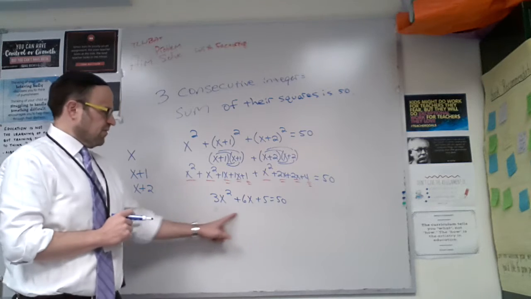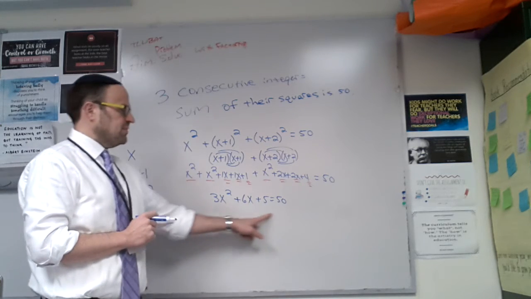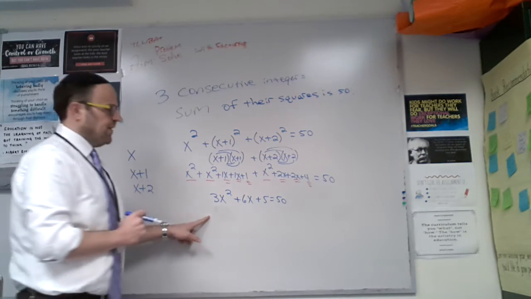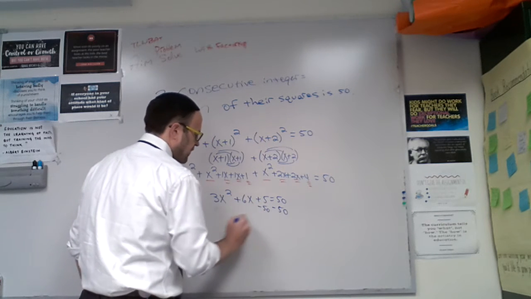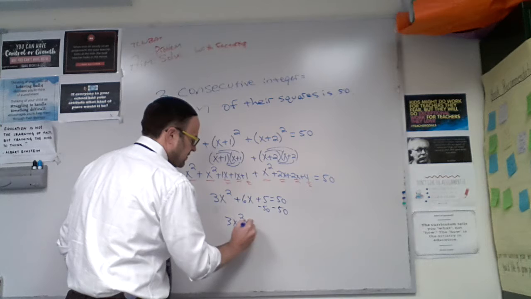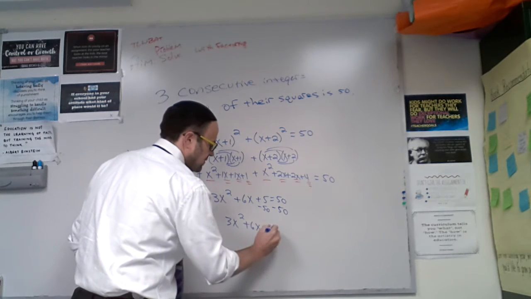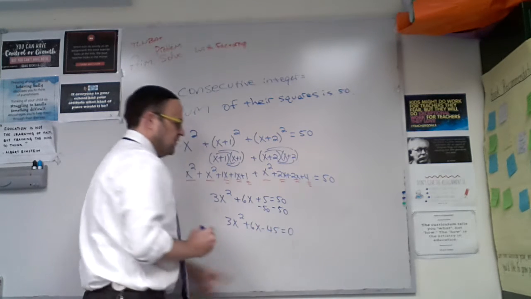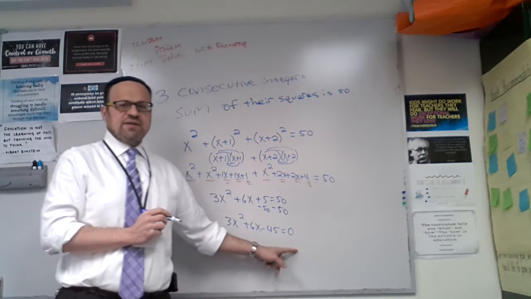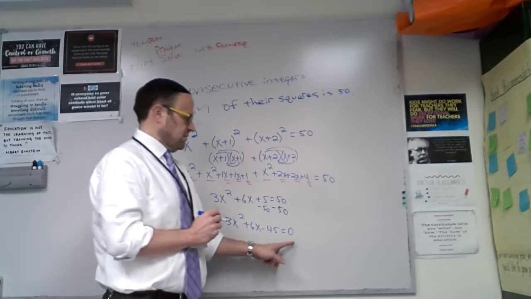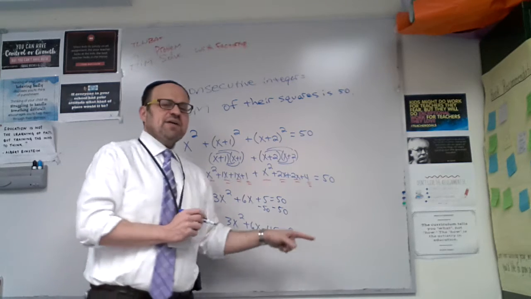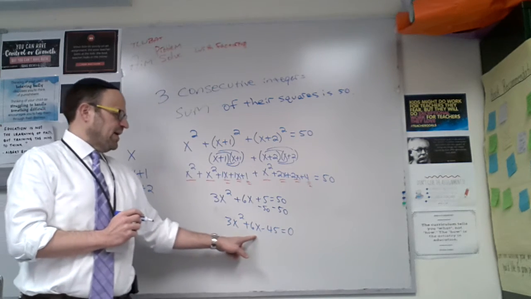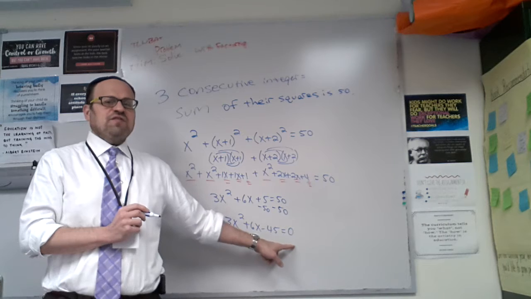Okay, we've been doing a bunch of these types of problems. They should look pretty familiar. You should be thinking subtracting 50 from both sides, so that we can get one side equal to 0. Aha, that's the bell, but you're not going anywhere. 3x squared plus 6x minus 45 equals 0.